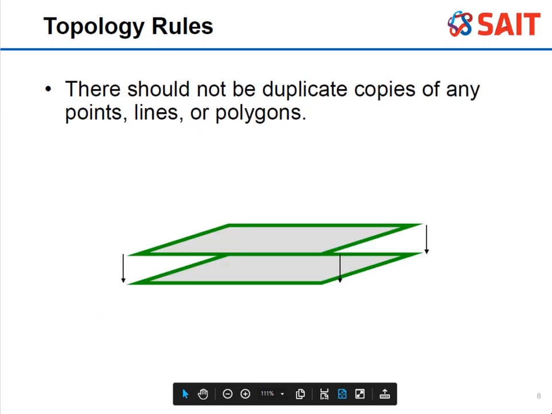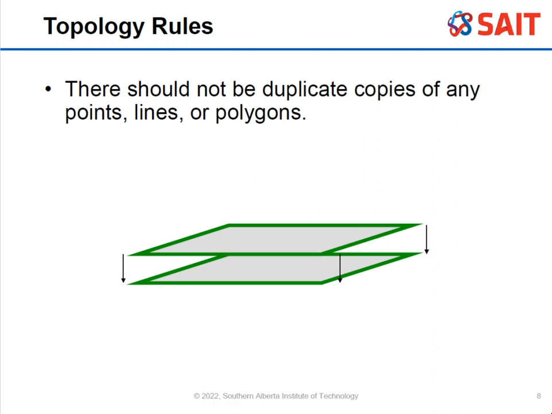So topology rules, again, and continuing on, there should not be copies of anything at all in your data. So there shouldn't be copies of points or lines or polygons. Don't draw over something twice. If you need a thicker line, you just assign a thicker line.